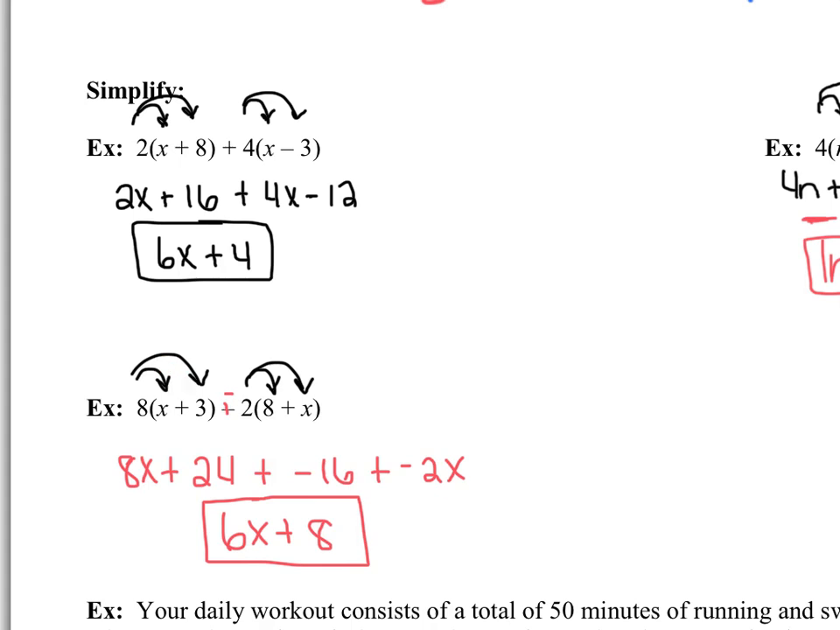Here I distribute my 8 to get 8x plus 24, and notice I changed it to plus negative 2 before distributing. So I'm distributing a negative 2 to get negative 16 plus negative 2x. Then I combine my like terms. 8x plus negative 2x is 6x. 24 plus negative 16 is positive 8.